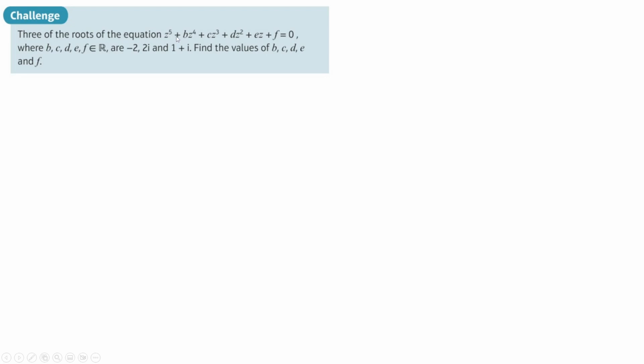We've got this quintic equation where b, c, d, e, f are real. Minus 2 is a solution, so is 2i, so is 1 plus i. Find the values of b, c, d, e, f. Now, for any polynomial, for any complex solution, the complex conjugate will also be a solution, or a root, shall I say. So other roots are complex conjugates, right? So if 1 plus i is a root, then 1 minus i is also a root.